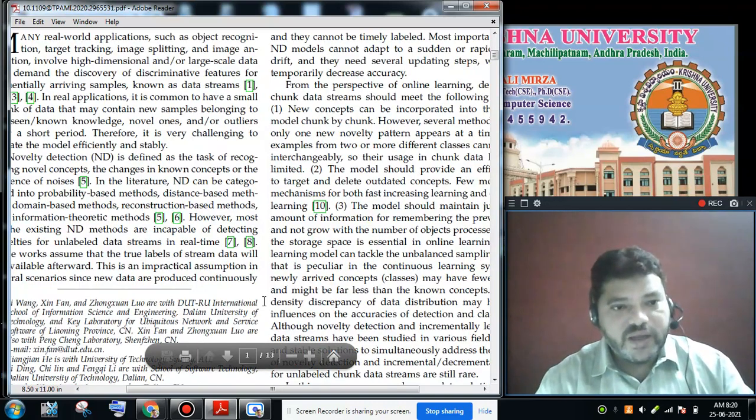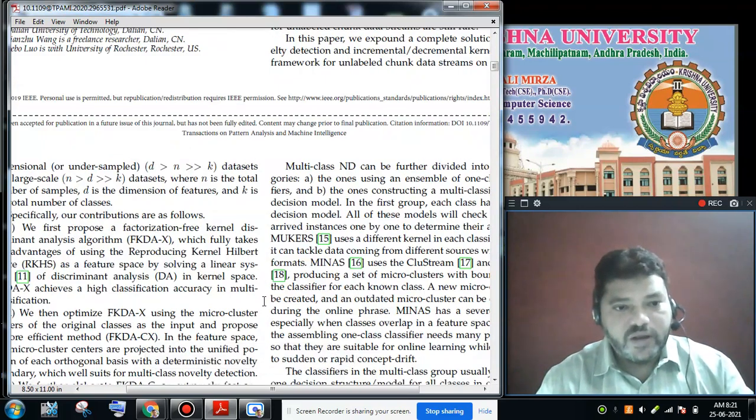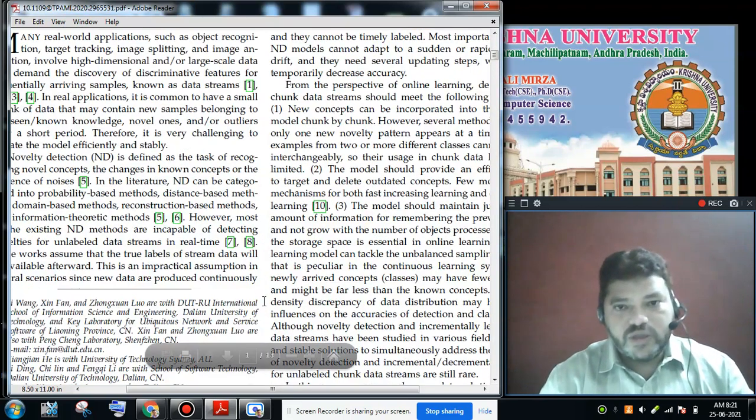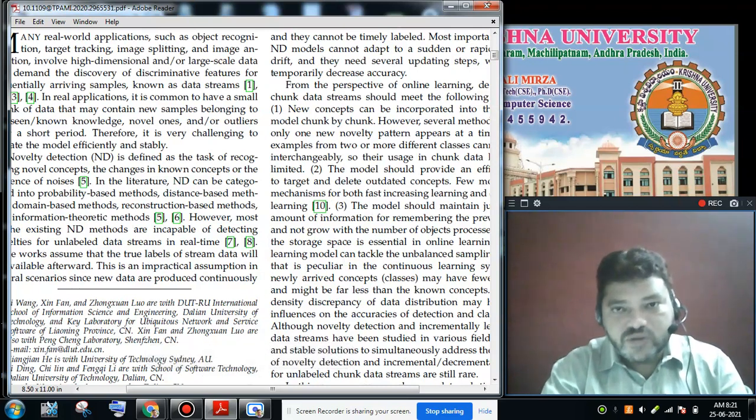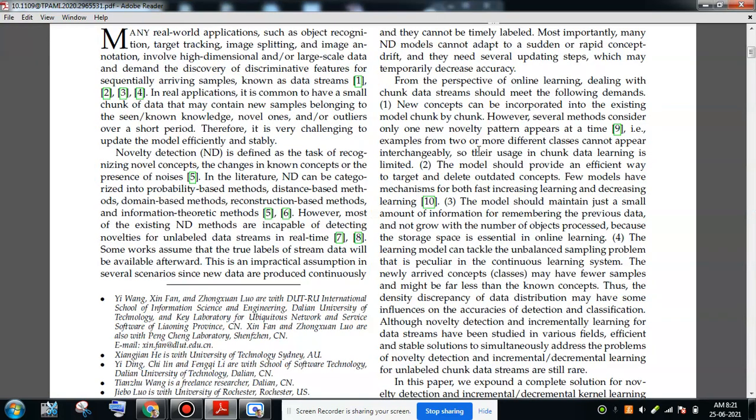And then going for the main concept of this paper, here you can see they have summarized the concepts of this paper. From the perspective of online learning, they are giving three limitations for the data chunks online data stream learning. First is that new concepts can be incorporated into the existing model chunk by chunk. However, the previous several models are not considering any novelty pattern appearing at that time.